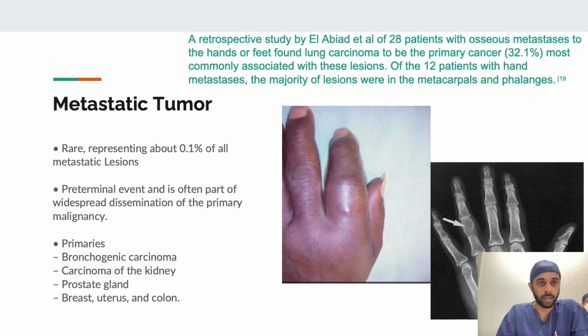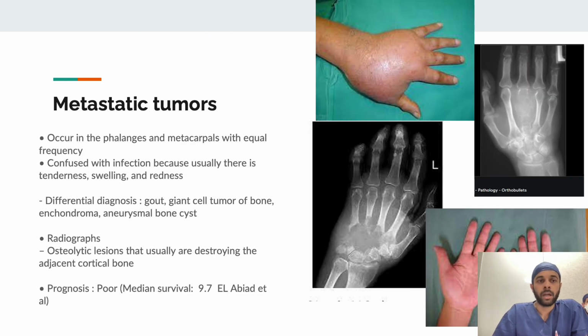And last but not least are the metastatic tumors. They're usually rare, 0.1% of all metastatic lesions. Primaries are from the lungs, kidneys, prostate, breast, uterus, and colon, as we had discussed before. They occur in the phalanges and metacarpals with equal frequencies. They are sometimes confused with infection because there is usually tenderness, swelling, and redness.